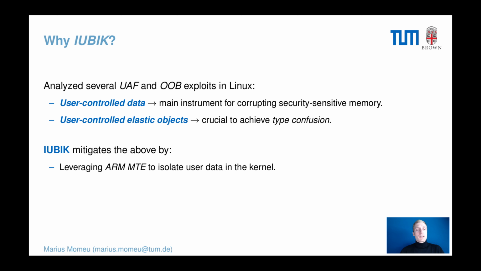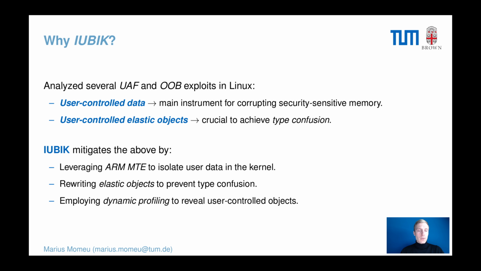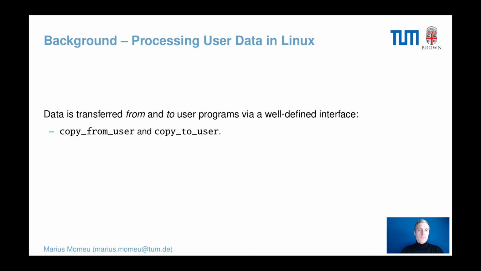IUBIK mitigates this by leveraging ARM's memory tagging extension to isolate user data while stored in kernel memory, by rewriting kernel elastic objects to prevent type confusion, and by employing dynamic profiling to reveal various call sites that involve user data. The Linux kernel provides the functions copy_from_user and copy_to_user to kernel subsystems to interact with user space programs. copy_from_user fetches data from user space, while copy_to_user sends data back to user space.